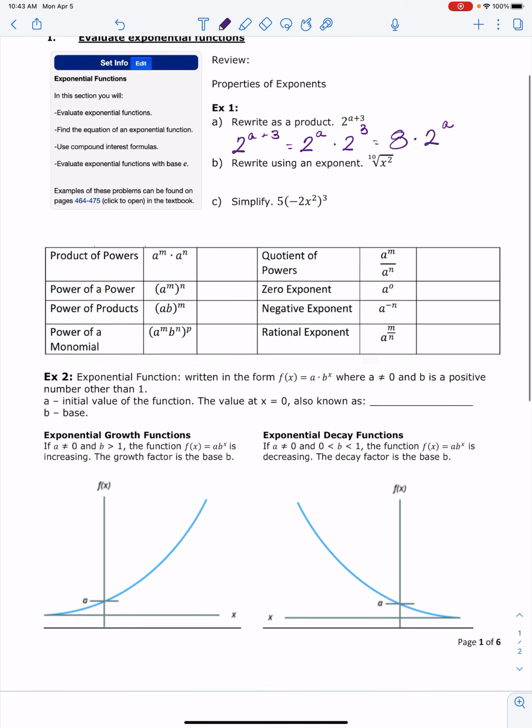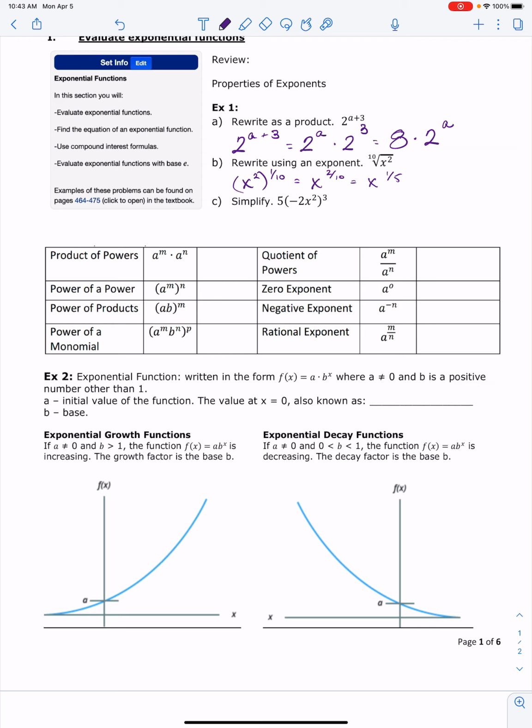When we have a power under a radical, remember that the index on that radical can be written as a fraction. That index is actually the denominator of that unit fraction. I get x to the 2 over 10 here, which reduces to x to the 1/5.